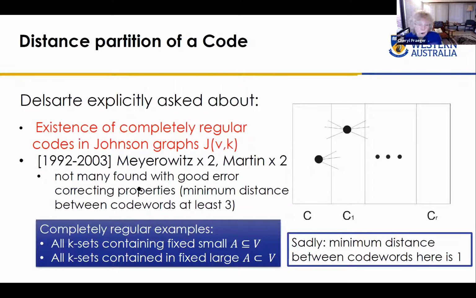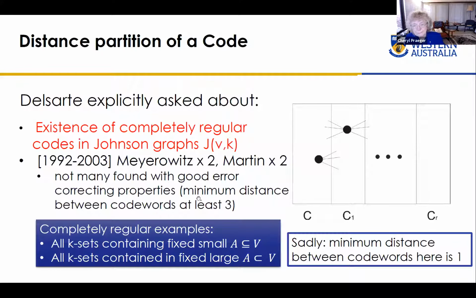And unfortunately, over all these years, nobody found very many completely regular examples in Johnson graphs that had good error correcting properties. Because you can imagine if the minimum distance is at least 3 between code words, then I could introduce a single error, move distance 1 from a code word, and I would still be uniquely closest to that code word, so I could correct it. So there were very few with minimum distance at least 3.